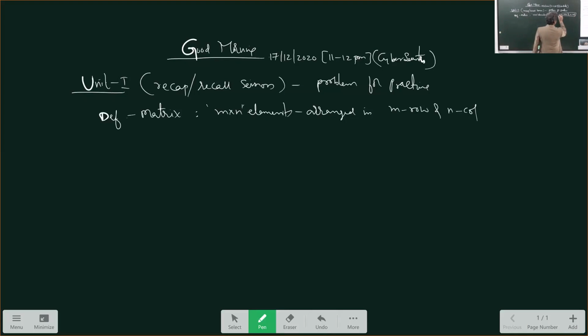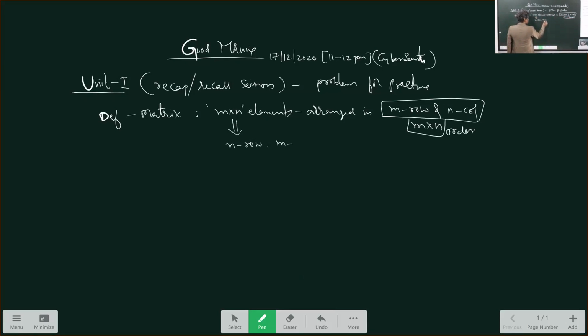So the way in which we are arranging into m rows and n columns results in what is called an m cross n matrix, which we call the order. So the order of the matrix is m cross n, which talks about the m rows and n columns. Suppose these same m into n elements are arranged in n rows and m columns. Is it possible? Yes, this is also possible, where the order will be n cross m.